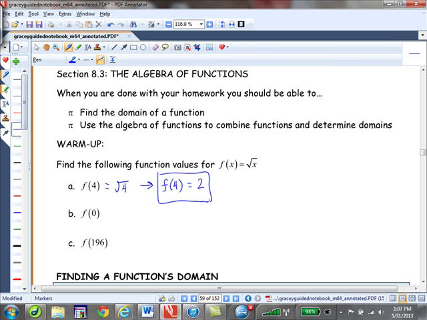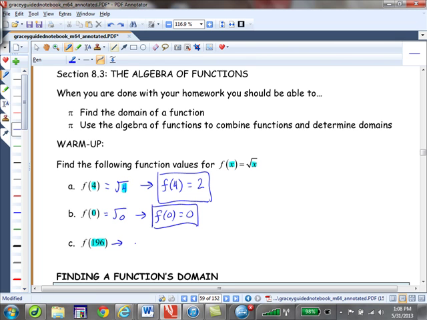And remember, what we're doing is every time we see an x in part A, we're going to plug in a 4. In part B, we'll be plugging in a 0. And in part C, we'll be plugging in 196. So the square root of 0 is equal to 0.